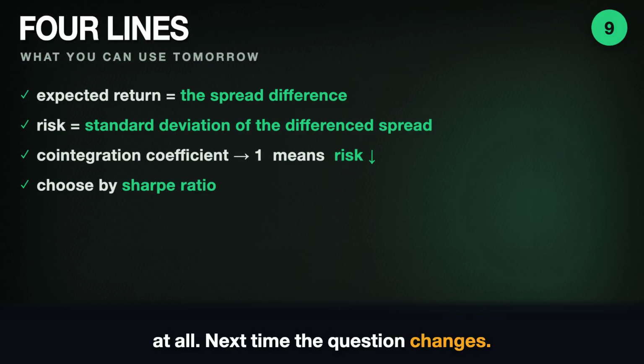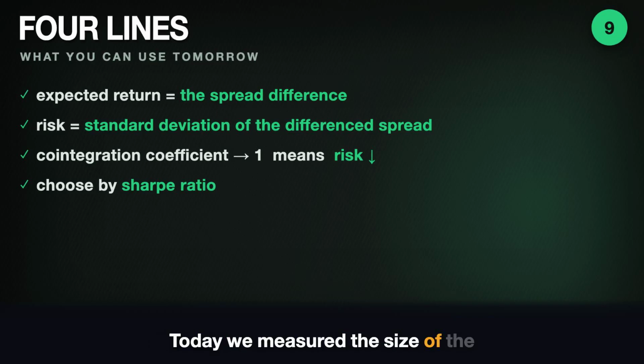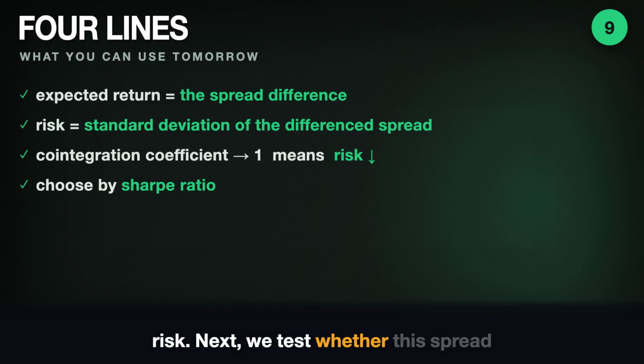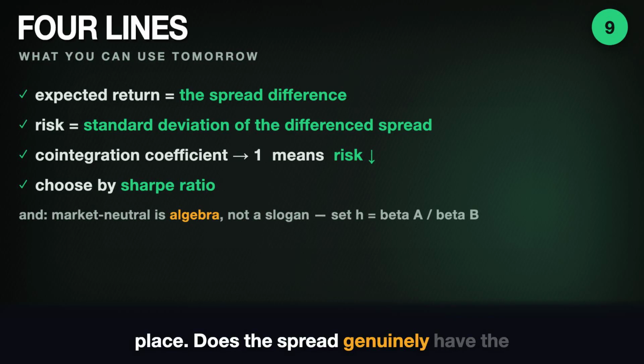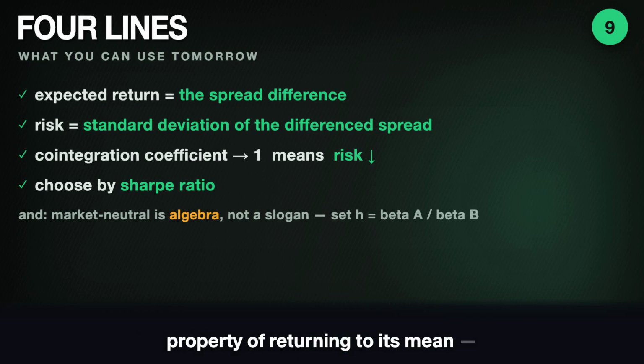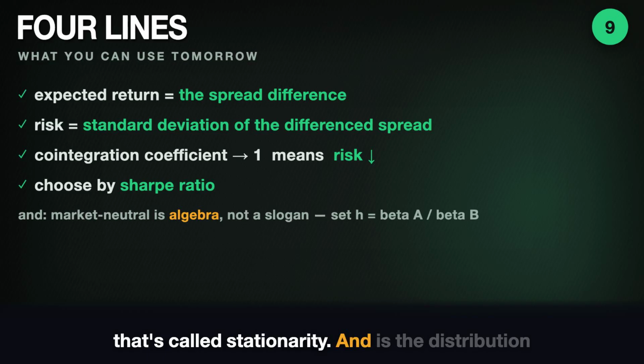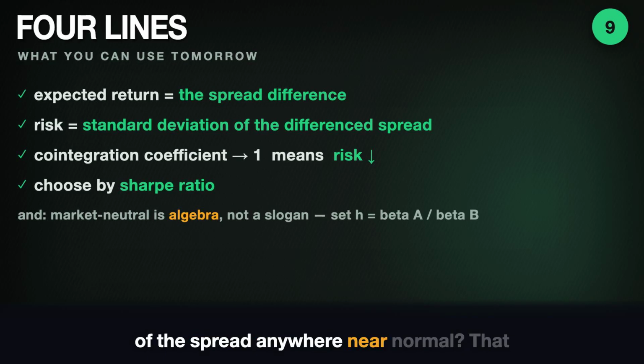Next time the question changes. Today we measured the size of the risk. Next, we test whether this spread is something worth trading in the first place. Does the spread genuinely have the property of returning to its mean? That's called stationarity. And is the distribution of the spread anywhere near normal?